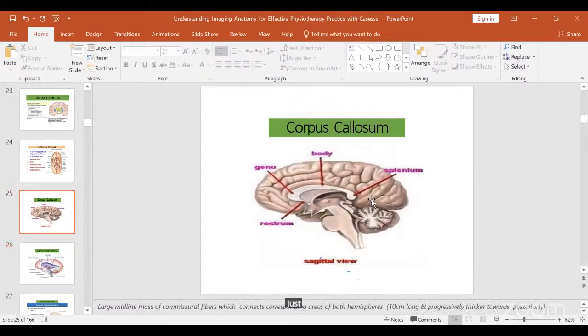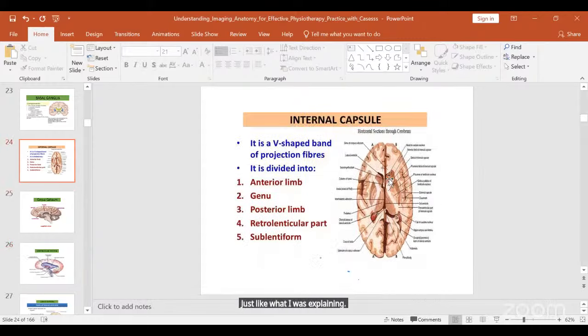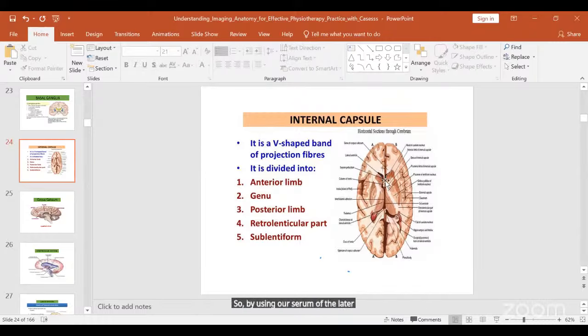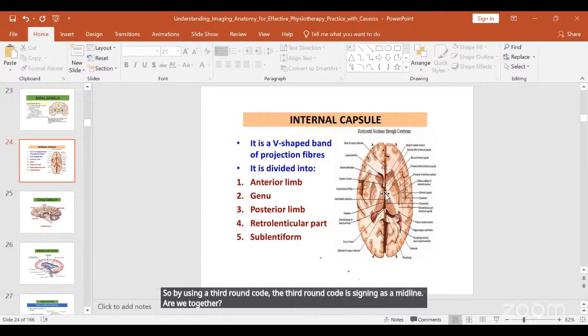Just like when I was explaining how to identify the caudate nucleus. I said try to locate the anterior horn of the lateral ventricle. So by using the anterior horn of the lateral ventricle, you use it as a landmark. Are we together? How do you identify the thalamus? By using the third ventricle. So the third ventricle is serving as a midline. Are we together? Yes, sir.